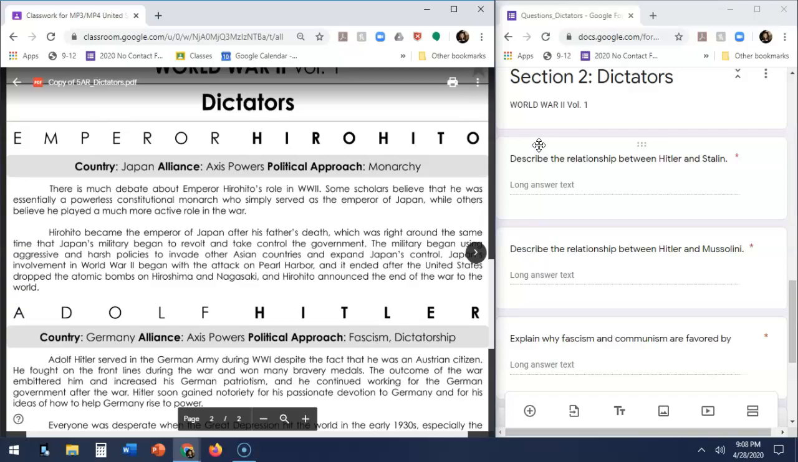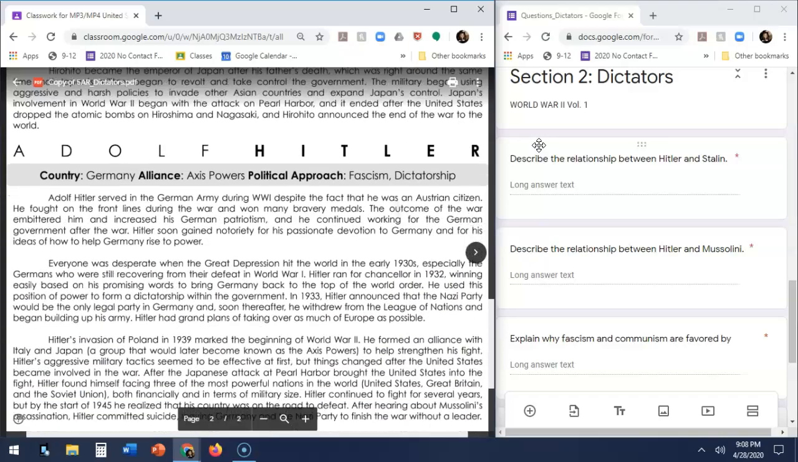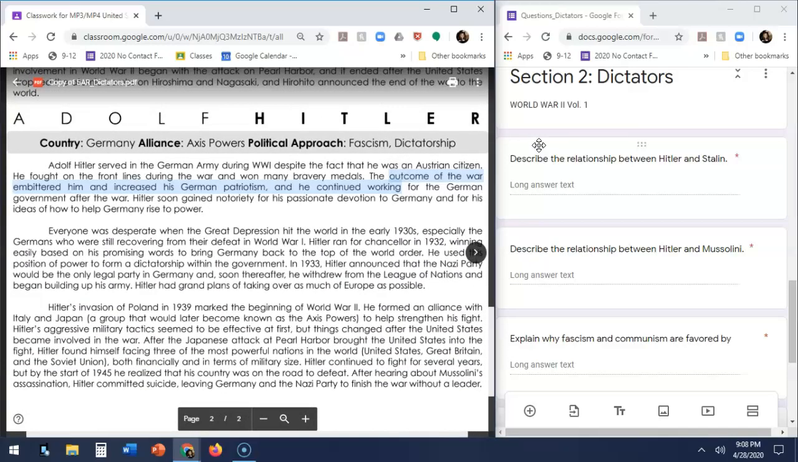Japan's involvement in World War II began with an attack on Pearl Harbor, and it ended after the United States dropped the atomic bombs on Hiroshima and Nagasaki, as Hirohito announced the end of the war to the world. Now the one you've all heard of, Adolf Hitler. Country, Germany. Alliance, Axis powers. Political approach, fascism and dictatorship.